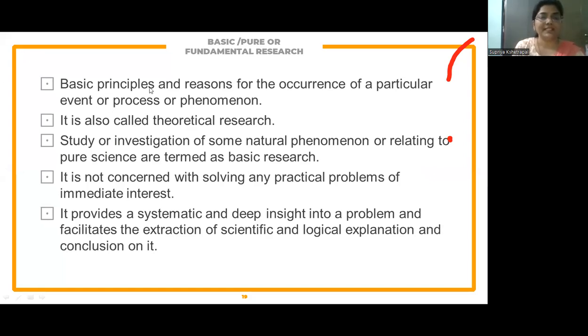Okay. The basic principle and the reasons for the occurrence of a particular event or process or phenomenon is called fundamental research.